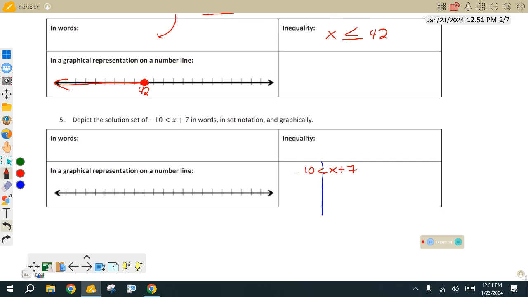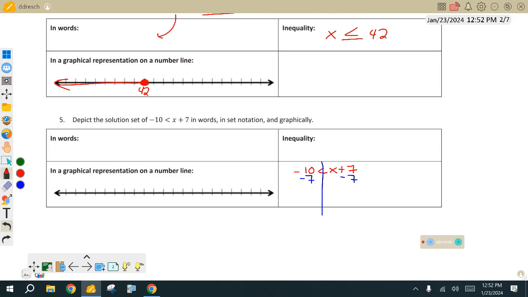It's like what we were doing. X is on the right hand side. How are you going to get x by itself? How are you going to move that 7? Ask yourself the same inverse operations we've been doing for the last couple weeks. I heard subtract 7. So negative 17 equals x. And the inequality symbol just drops down.